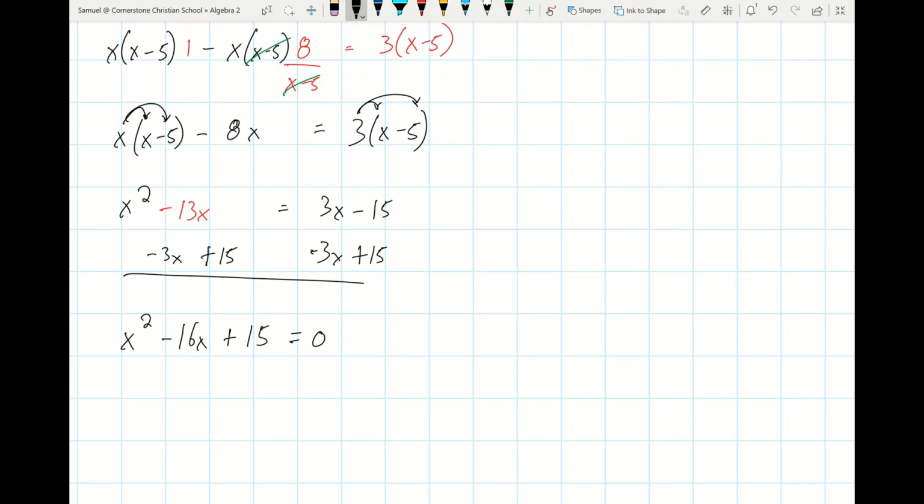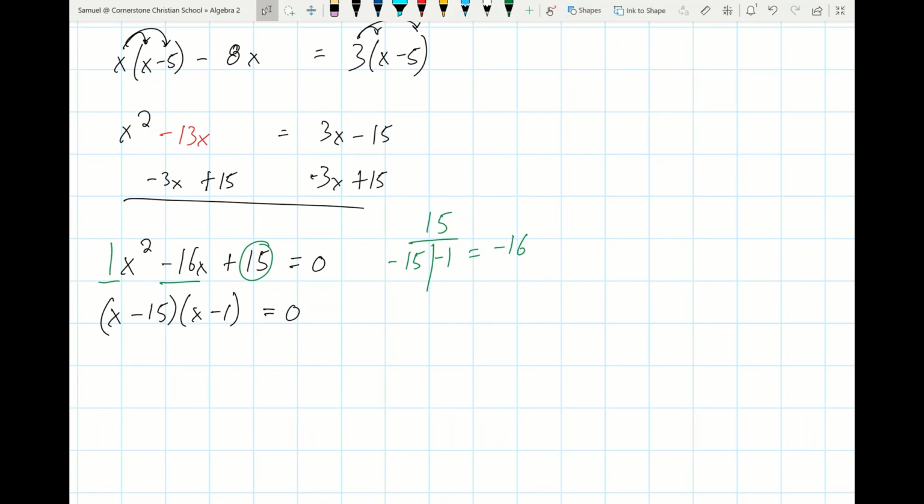So I'm going to take the first thing, which in this case is 1 times 15. So that's 1 times 15 is 15. And that's going to be factors of 15 that have to add to negative 16. That's going to be negative 15 and negative 1. Again, negative 15 times negative 1 is positive 15. Negative 15 minus 1 is negative 16. So now, since this was a 1, I can use my shortcut. Only when that is a positive 1. So this is x minus 15 times x minus 1 equals 0.